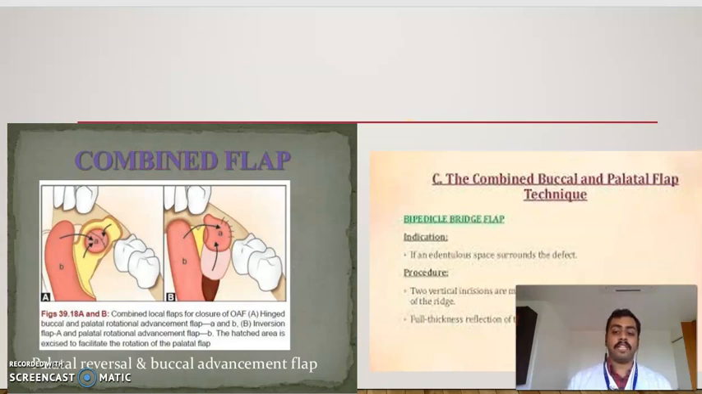Combined flap. The combined flap is nothing but the buccal and palatal flap, otherwise known as a bipedicle bridge flap. The indication is if an edentulous space surrounds the defect. Procedure: two vertical incisions are made palatally and buccally which cross over the crest of the ridge. Full thickness reflection of the flap over the defect. We can see the combined local flap for the closure of the oroantral fistula by means of the hinged buccal and palatal rotational advancement flap, the inversion flap, and the palatal rotation advancement flap. The hatched area is excised to facilitate the rotation of the palatal flap.